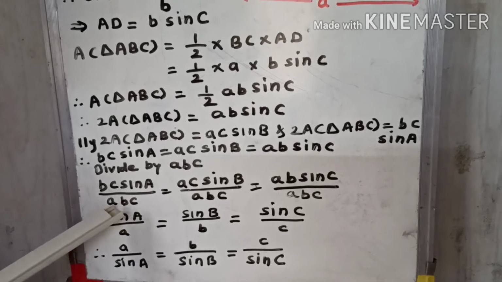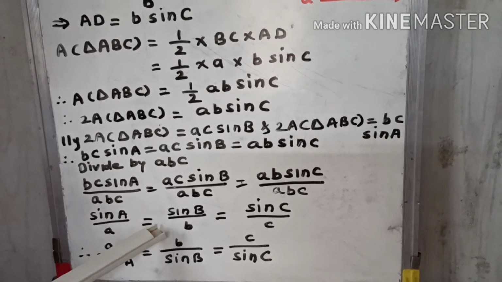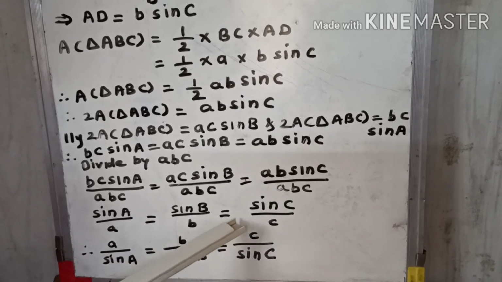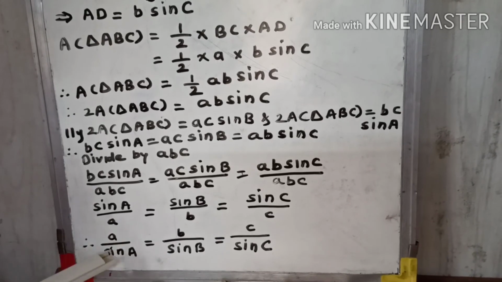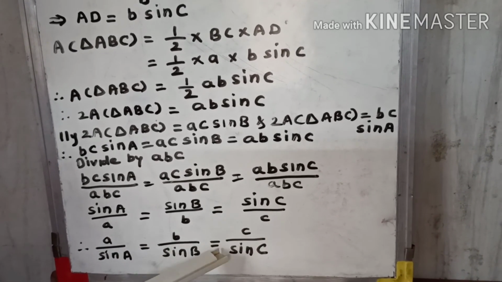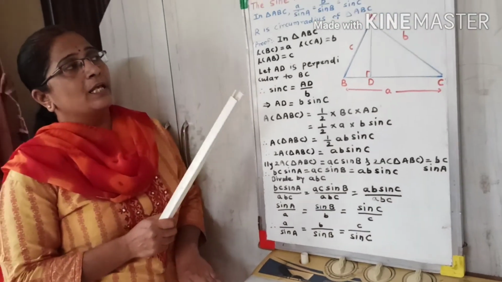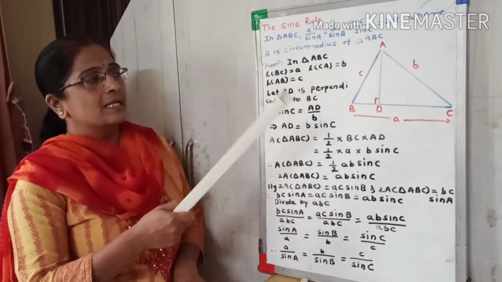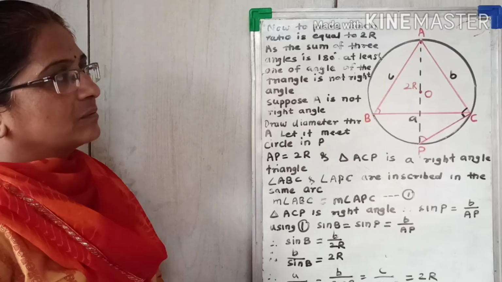The common factors cancel, therefore we get sine A upon small a is equal to sine B upon small b, equal to sine C upon small c. Okay. Or this can be written as a upon sine A is equal to b upon sine B, which is equal to c upon sine C. So this is the LHS of the sine rule. Okay. In the next part we will see the RHS of the sine rule.